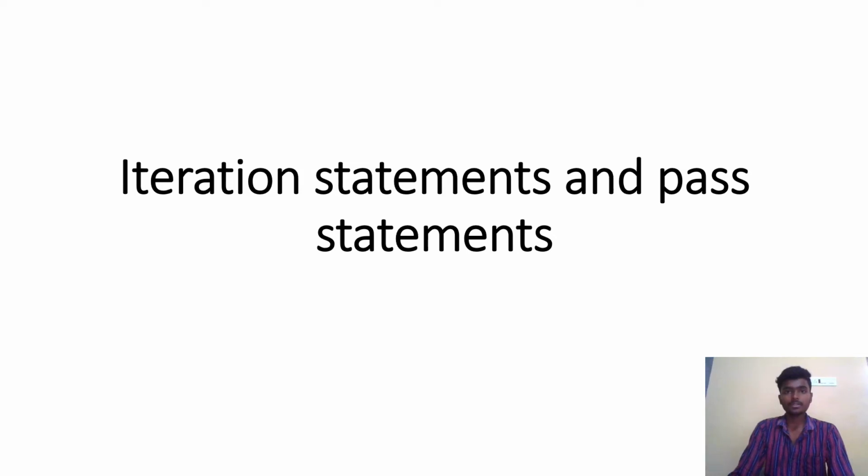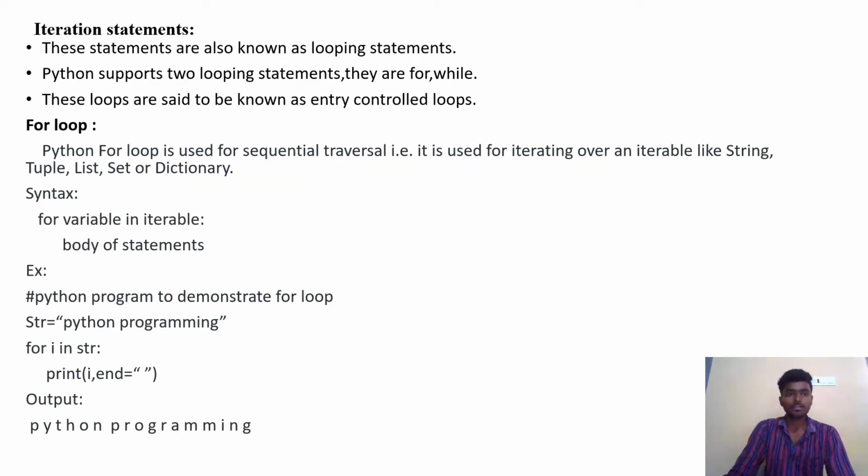My name is Dilleswara. I want to talk about iteration statements and pass statements. At first, I want to start with iteration statements, and these statements are also known as looping statements. Python supports two looping statements. They are for loop and while loop, and these loops are known as entry control loops. Let's start with the for loop.